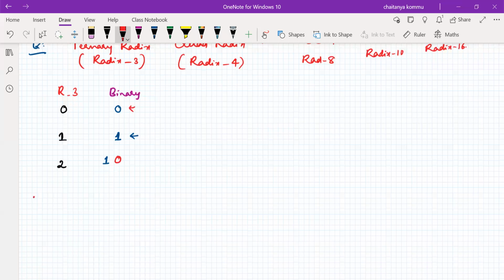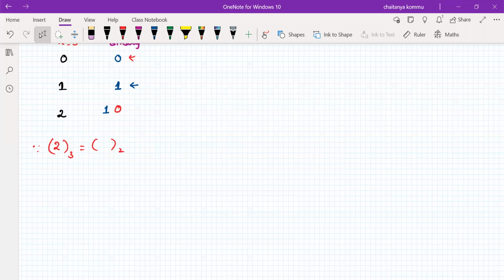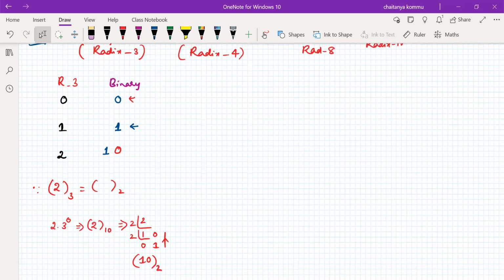We can also do this since we know 2 of base 3, and I want to convert it into radix 2. As we know, this is converted into radix 10: 2 into 3 power 0, which is equal to 2 in radix 10 also. Now in binary, 2 divided by 2: 2 ones are 2, remainder 0; 2 zeros are 0, remainder 1. So from bottom to top, 1 and 0 is the binary number, right? The same thing, but this is the logical way we can mention in this method.